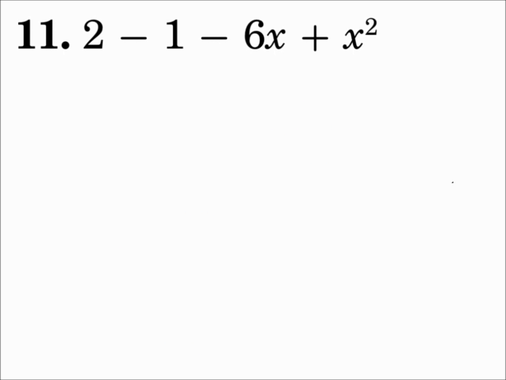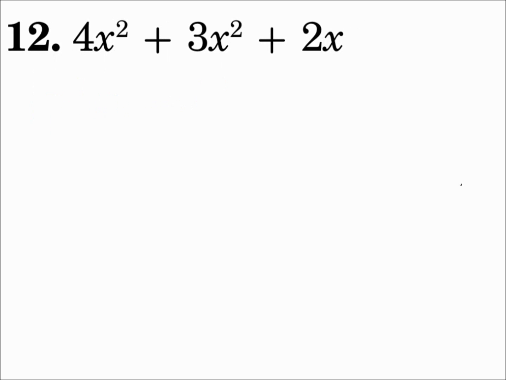Number 11, the only like terms we have are the constants. 2 minus 1, which is 1. Everything else stays the same. Remember, you cannot combine x's with x squareds because the exponents need to match.